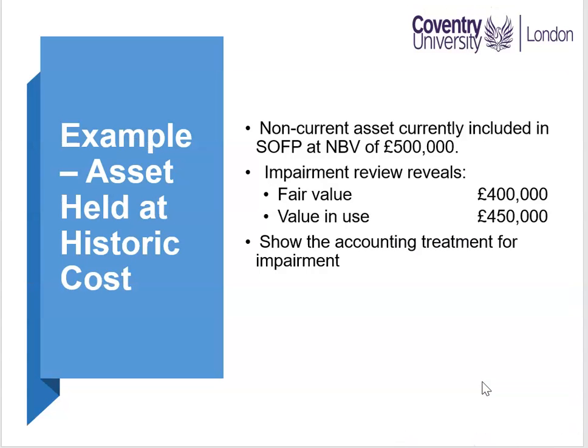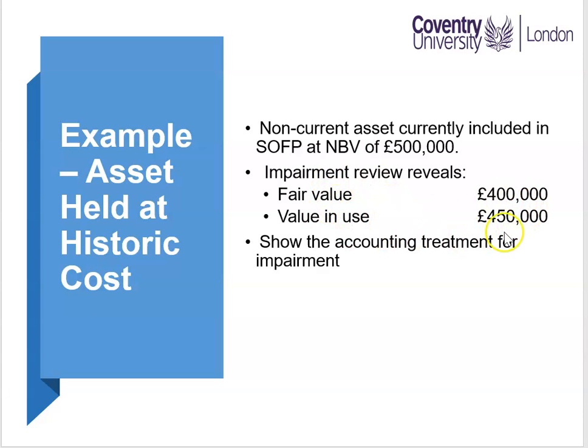Let's use an example to illustrate. We have a non-current asset which is currently included in the statement of financial position at carrying value or net book value of 500. We have undertaken the impairment review by calculating the fair value less cost to sell as 400,000 and the value in use is 450. Show the accounting treatment for impairment.